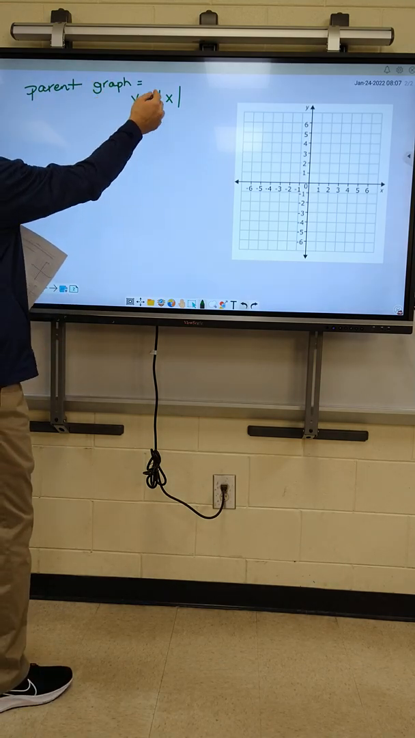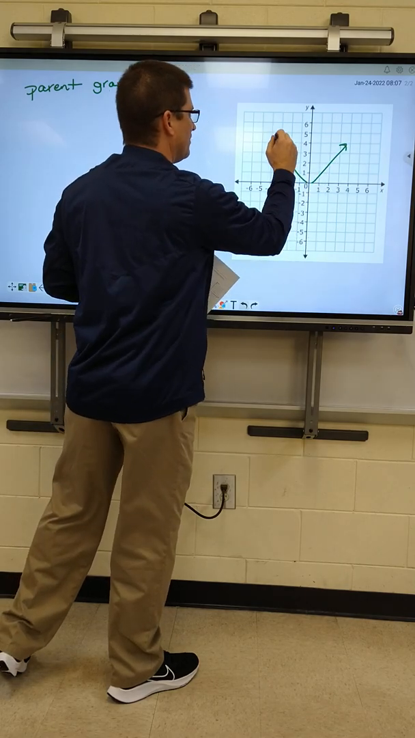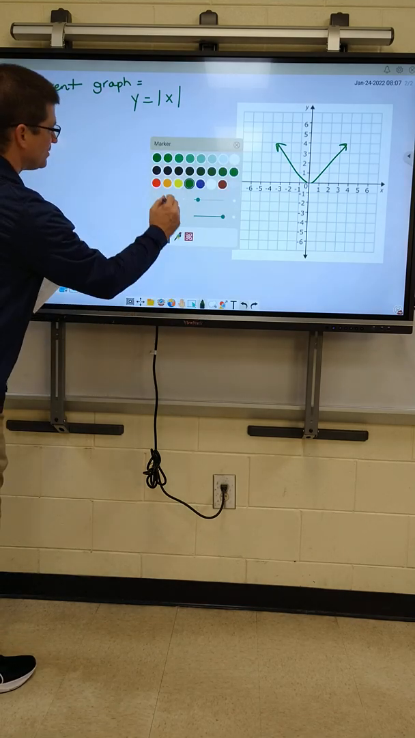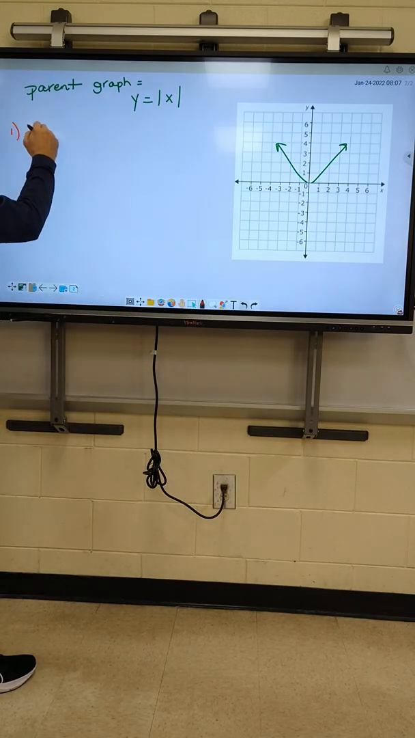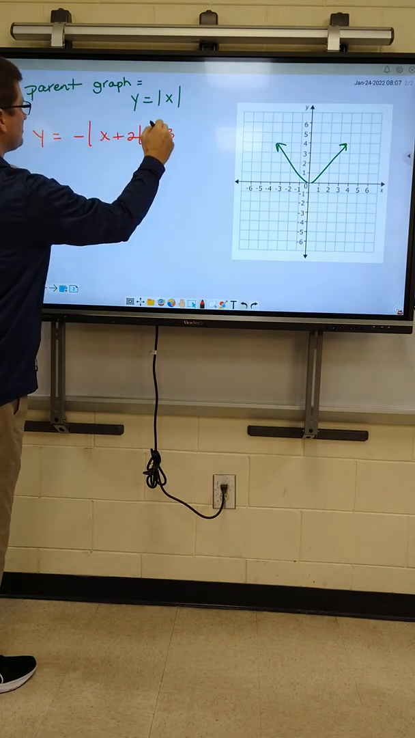Parent graph is just absolute value of x, just like it was on the warm-up. Y'all need to write a V right in the center for the parent graph. And you got to memorize what absolute value of x looks like. All right, let's see what y'all got on number 1. It says y equals negative |x plus 2| plus 3.